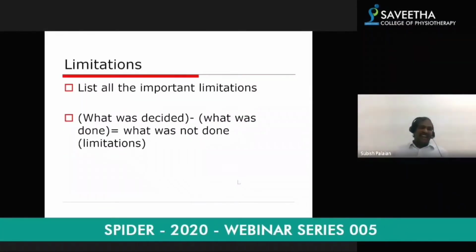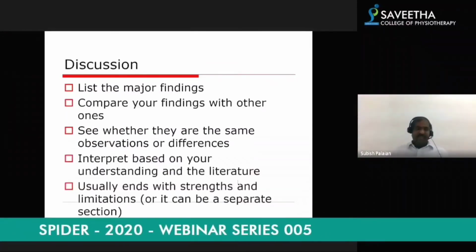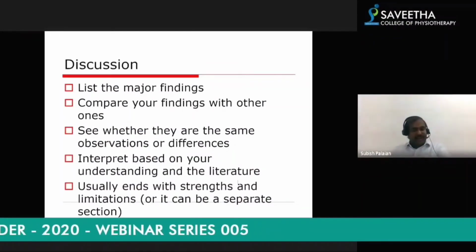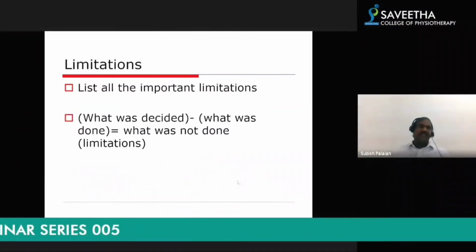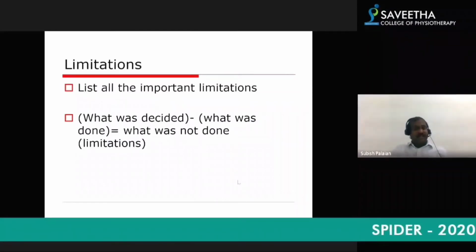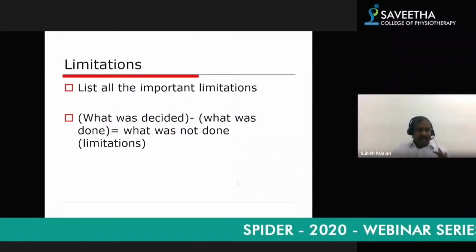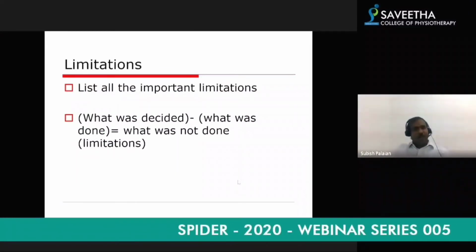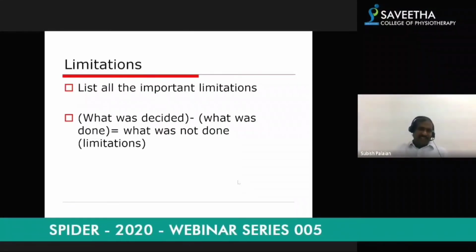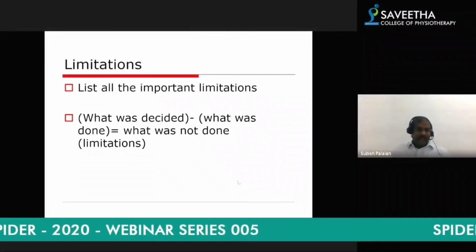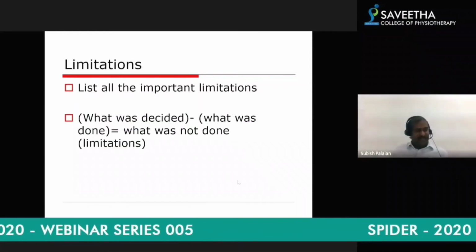And limitation, as I already mentioned, some journals would like the limitation to be within the discussion, whereas some journals say that the limitation should be separate. So list all the important limitations. Now, what should be there in the limitation? Very simple. There's a simple formula for how to write the limitation. What was decided by you minus what was done gives you what was not done. That is the limitation. I put it in simple language.